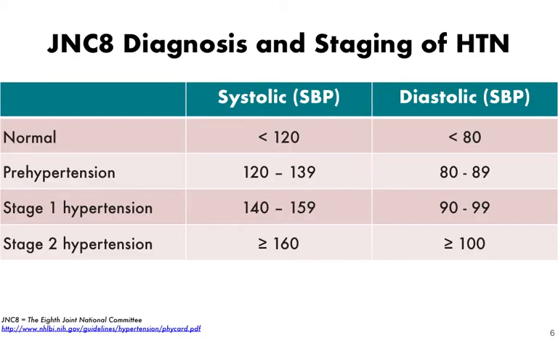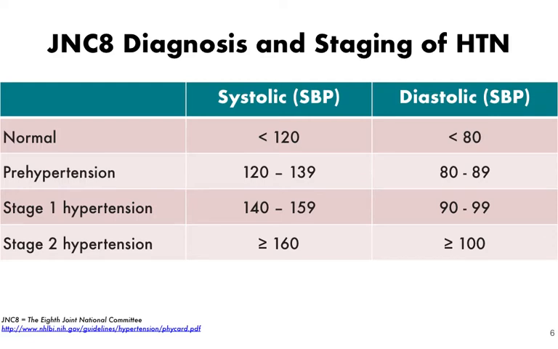The JNC8 diagnosis and staging guidelines present this framework. It is generally accepted that normal blood pressure will fall below 120 for systolic and below 80 for the diastolic. The most recent iteration of the JNC8 guidelines has added this pre-hypertension status. Before, it just outlined these stage 1 and stage 2 hypertension categories. But now we have this pre-hypertension category that can help us be even more vigilant with our patients.